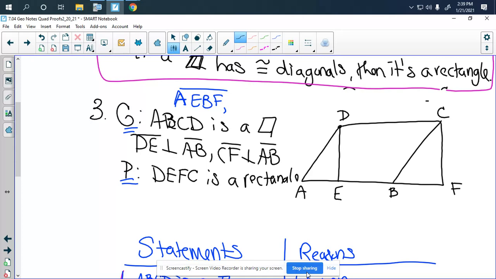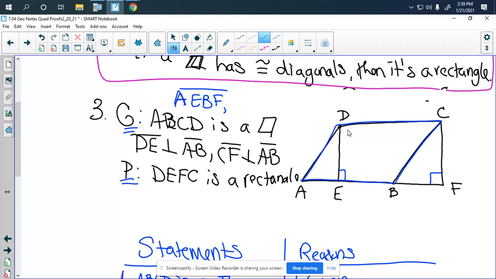So pause here, write down your given and your prove and your picture. Go ahead and mark your givens on your picture as well. And start to think of a plan as to how you might be able to prove that DEFC is a rectangle. All right, so we know, I'm going to highlight ABCD. I know that's a parallelogram. I know that segment DE is perp to segment AB. And I know that segment CF is perp to segment AB, and AB has just been extended to F. So I have right angles right there. And in green, I'm going to put what I'm looking for.